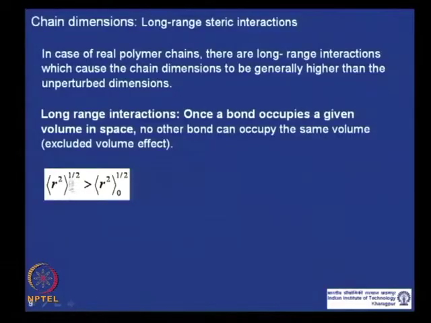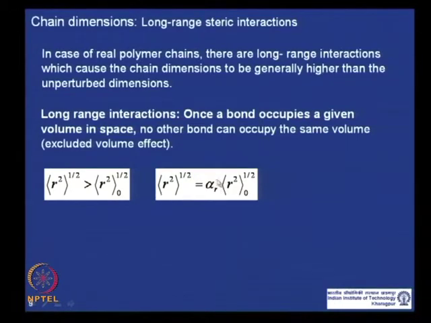Obviously, the polymer coil will expand due to this excluded volume effect. So, effectively the polymer size, or the radius of gyration and the RMS end to end distance, will also increase. Okay. So, in a real chain, the RMS end to end distance is actually higher than the unperturbed dimension, when we did not consider the excluded volume effect. We put a factor to equate them.